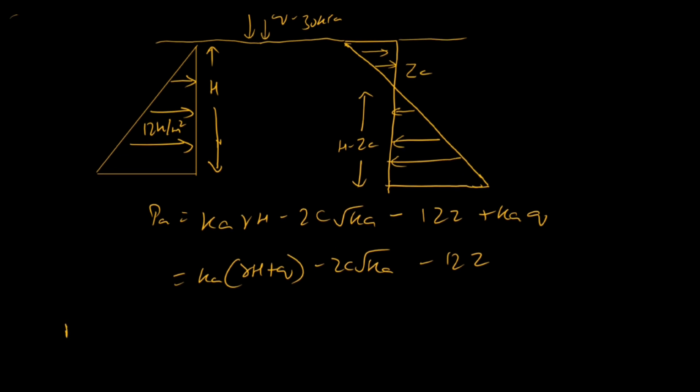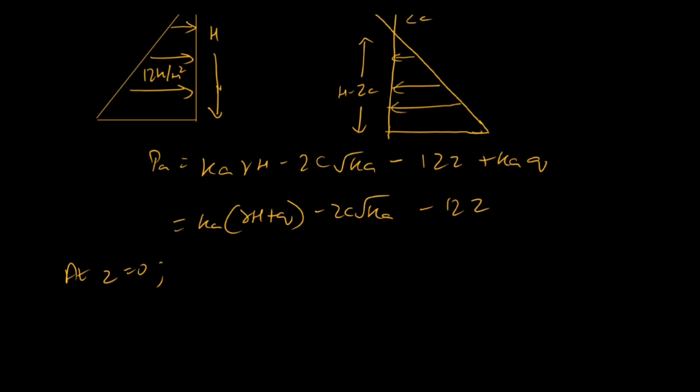So at Z equal to 0, we'll consider this one as Z, because we need to consider that one as Z or this one as H. So we'll consider this one as Z. At Z equal to 0, PA will be nothing but minus 2C root Ka plus Ka Q.